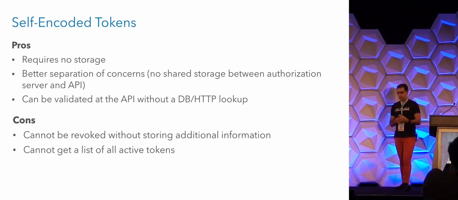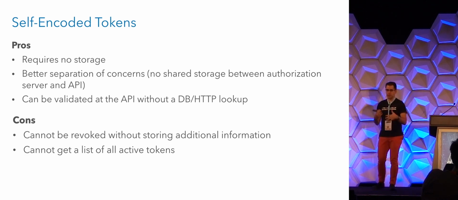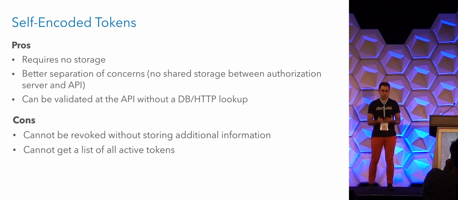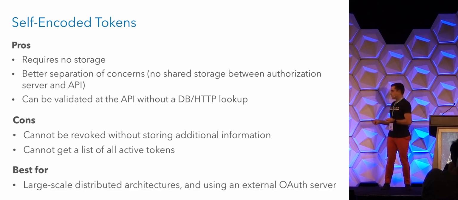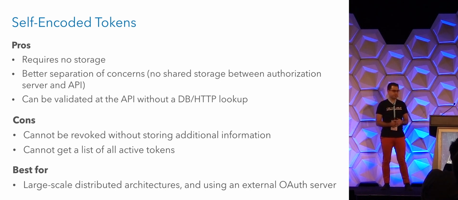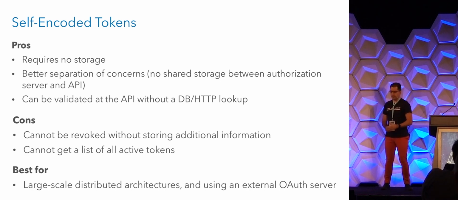The downside is there is no way to revoke a self-encoded token, because the token is a statement about whether it's valid. So if you want to revoke tokens, you have to add the state back into your system somehow. But this does end up being the best for larger scale distributed architectures and also for using external OAuth servers. So let's look at an example of this.